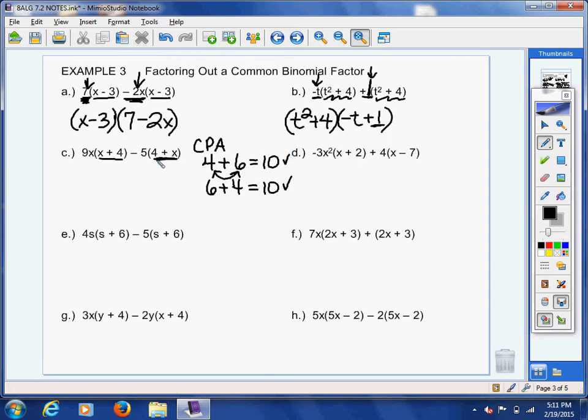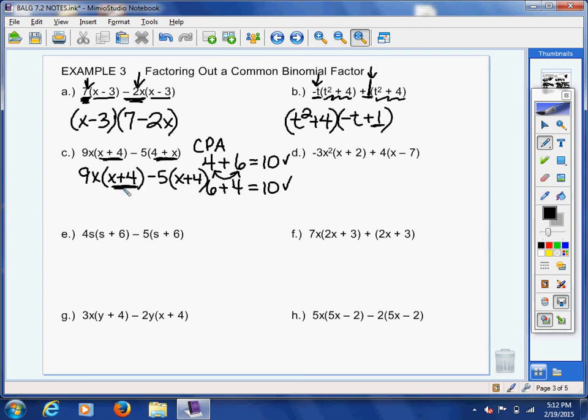Well, we have some out of order issues here. But what I want you to see is that 4 plus x actually is the same thing as x plus 4. I can reorder that second quantity. I can put the x first and then the 4. They're both positive. I can switch their order and it looks exactly the same as that first quantity.